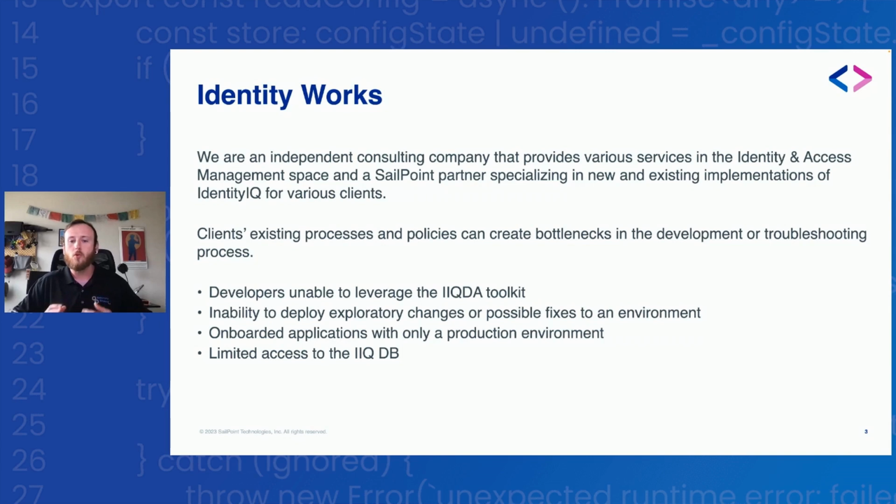So when a rule or a workflow requires a multi-step process to deploy and execute, that is an accessibility issue. When a new or existing onboarded application consists of only a single production environment that is sensitive to change, that is an accessibility issue. When IIQ development teams lack the ability to query against the IIQ DB directly to troubleshoot, that is an accessibility issue. So the question arises, how do we make developers' lives easier, make them self-sufficient, and make IIQ more accessible?